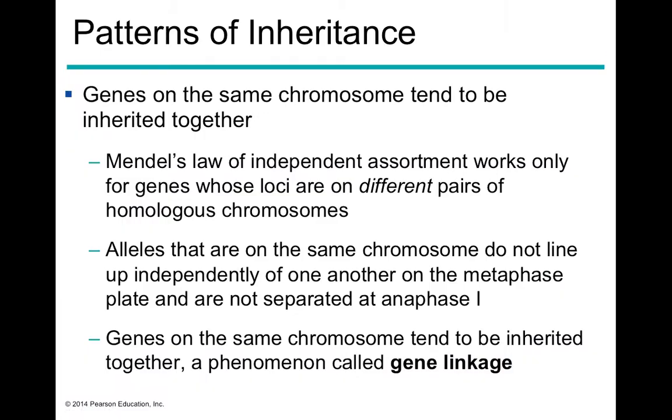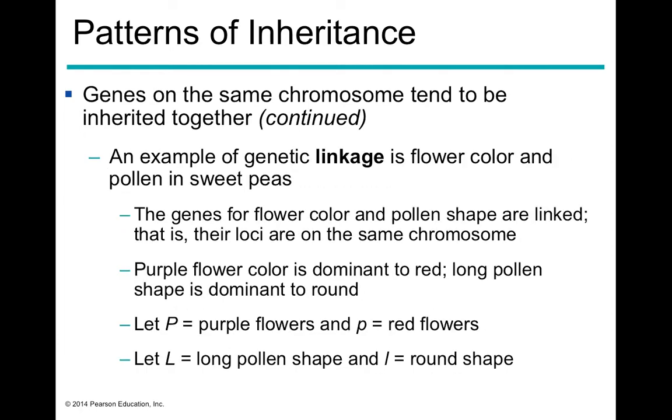Oftentimes genes on the chromosome are inherited together. So that would be called gene linkage. And when we talked about independent assortment, that only works if the loci are on different pairs of homologous chromosomes. If they are on the same chromosome, they're very likely to be traveling together, right? They're lined up on the same place of the metaphase plate. And so therefore, they're not going to be separated at anaphase 1. That means they're going to travel together most likely, and that's called gene linkage.